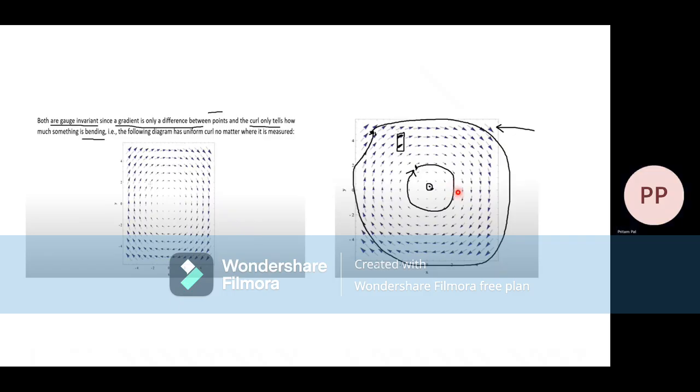And so the curl is actually a vector, and that vector would be shown right here in the center, exactly at the center here.